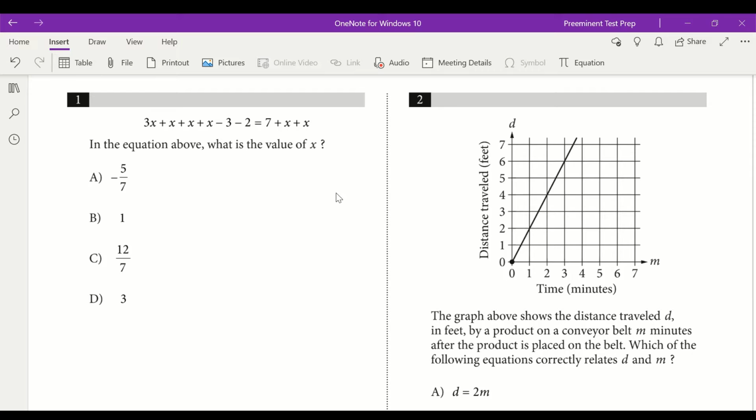Today I'll be taking you through the Math No Calculator section of SAT Practice Test 8. I'll be giving you tips and tricks that will hopefully help you become more efficient during the SAT Math section. So without further ado, let's go ahead and get started.